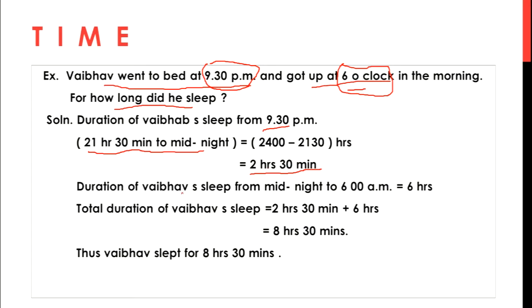Now we proceed till 6 o'clock in the morning. We have 2 hours and 30 minutes here, and adding 6 hours gives you 8 hours and 30 minutes, the time of his sleep. Vaibhav slept for 8 hours and 30 minutes.